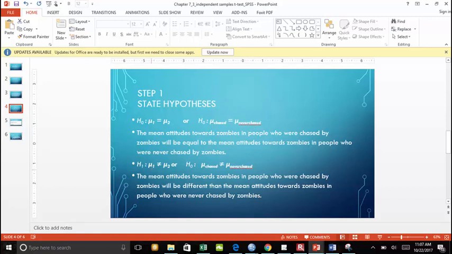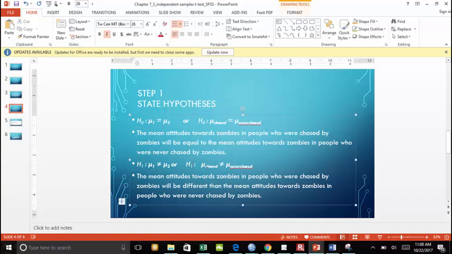The alternative hypothesis is that the mean for group 1 will not be equal to the mean for group 2, or, this should be a 1, not a 0, that the mean attitude towards zombies for those who have been chased by a zombie will not be equal to the mean attitude about zombies for those who have never been chased.